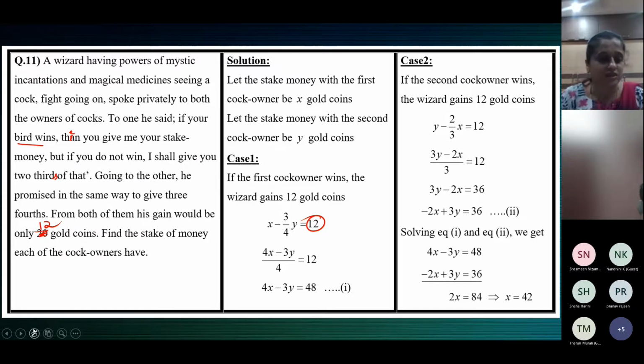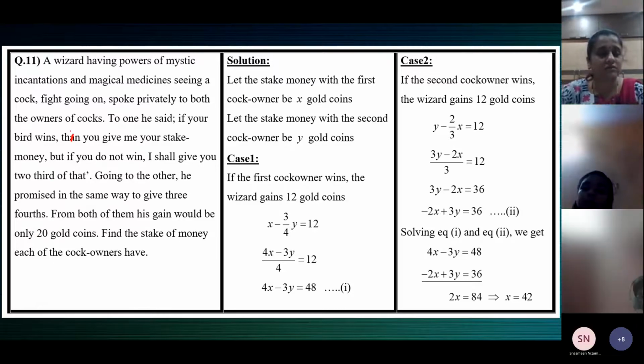So these are the corrections in the question. There is no comma here. This is then. This is 12. 2/3.